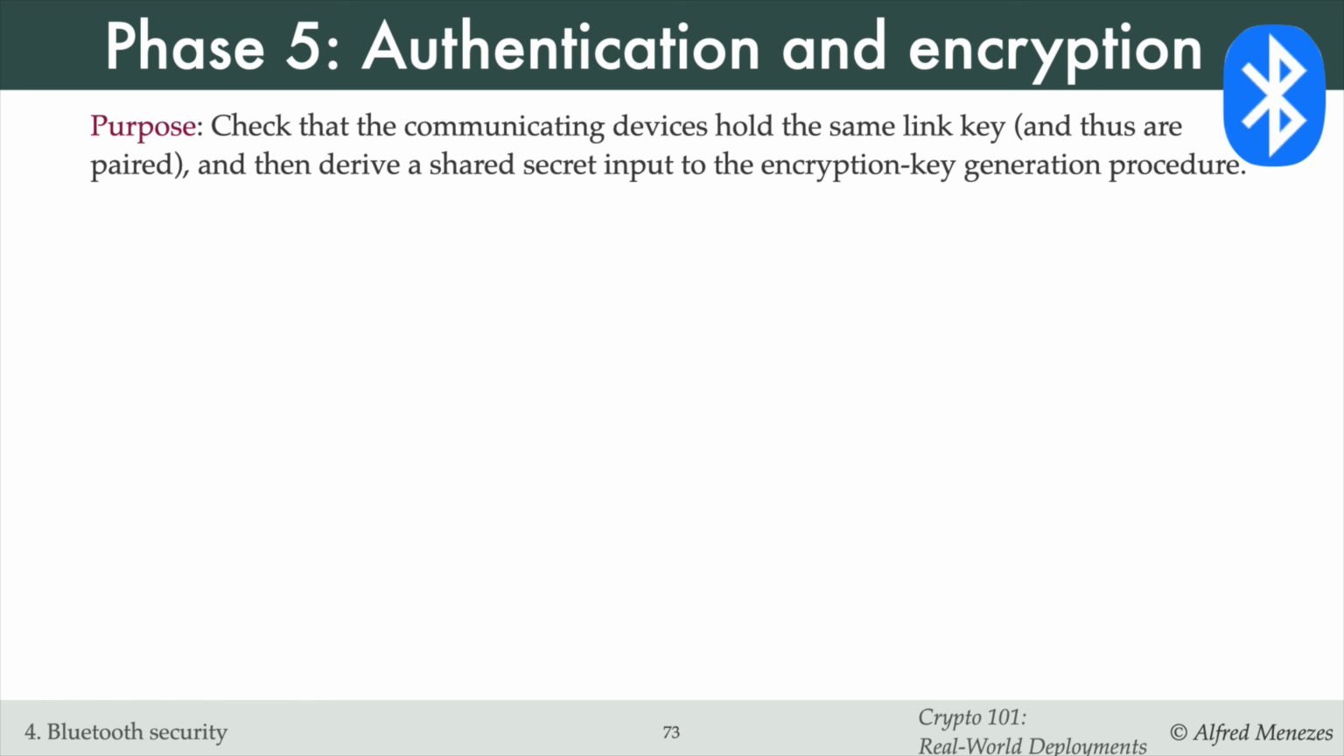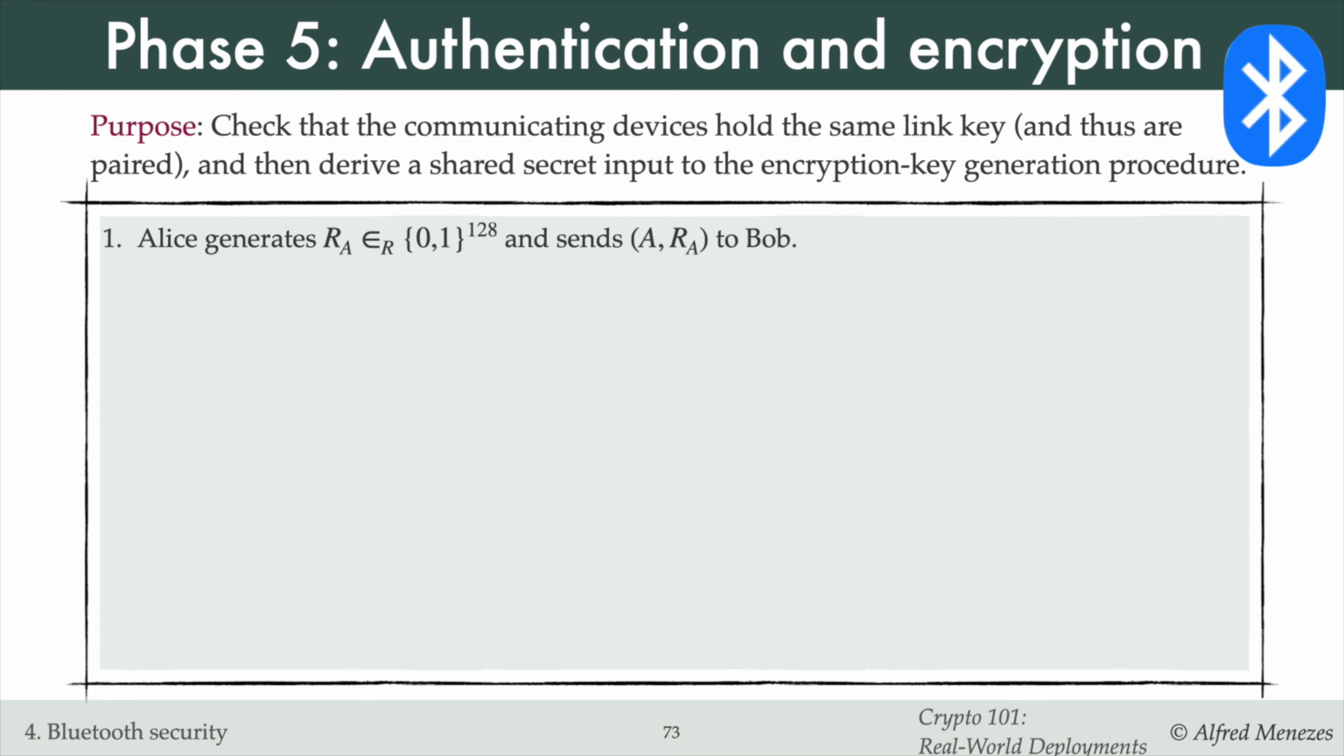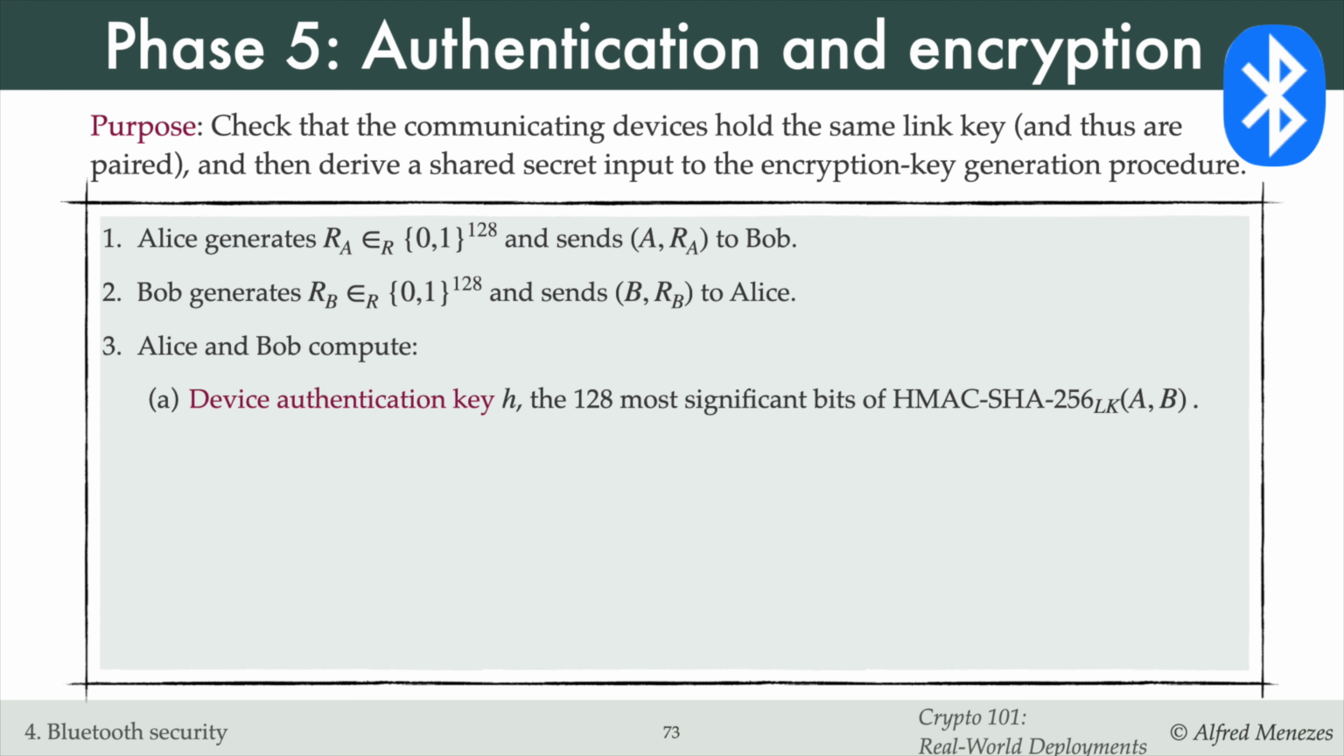For each communication session, the devices verify that they share the same link key, confirming that they are still paired, before deriving a shared secret input for encryption key generation. Alice begins by generating a random nonce RA and sending it to Bob. Bob responds with his own random nonce RB. Both Alice and Bob compute a device authentication key H, derived as the left half of the HMAC tag using the link key as a secret key, with their Bluetooth addresses A and B as input.